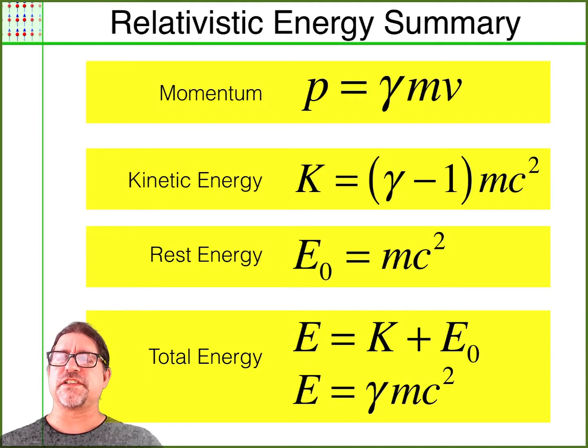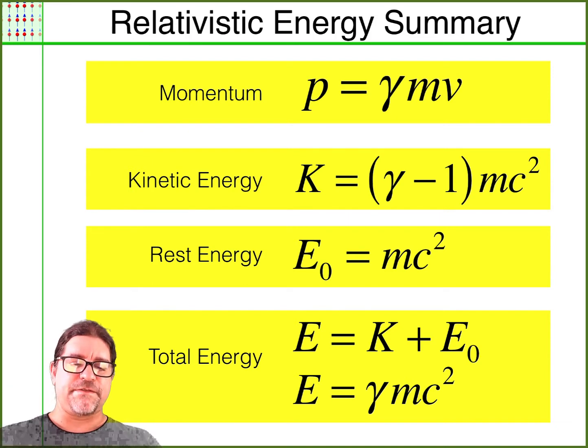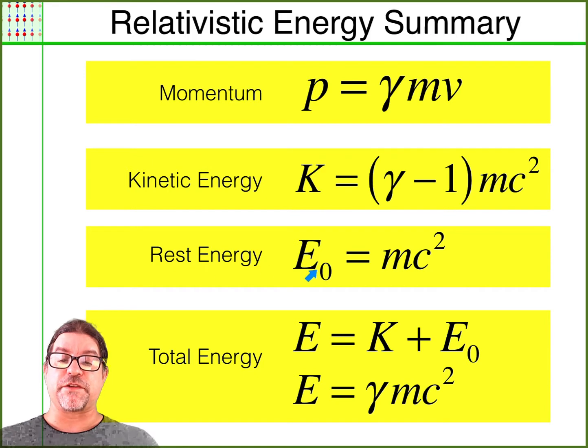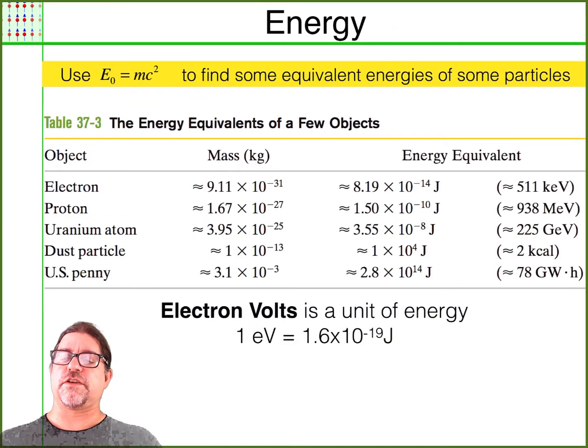So just as a reminder, this is what we have so far, right? We have momentum, slightly different than the original momentum. We have the kinetic energy, gamma minus 1 times mc squared. We have the rest energy of a particle, which is a whole new concept. It's mc squared. And the total energy, which you can write as either kinetic energy plus the rest energy, or you can write it as gamma mc squared. And you notice if you add these two together, you end up with gamma mc squared. So we can have some fun with that.